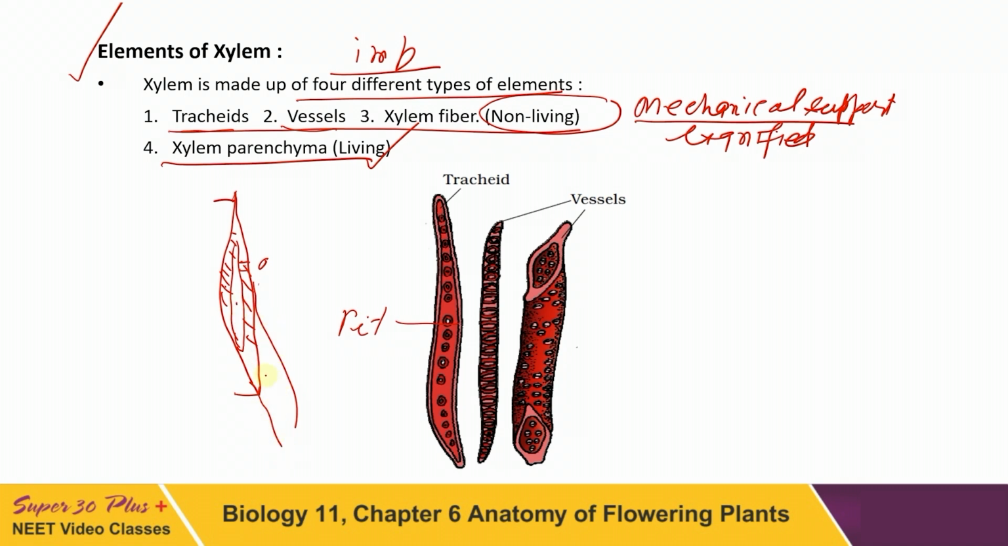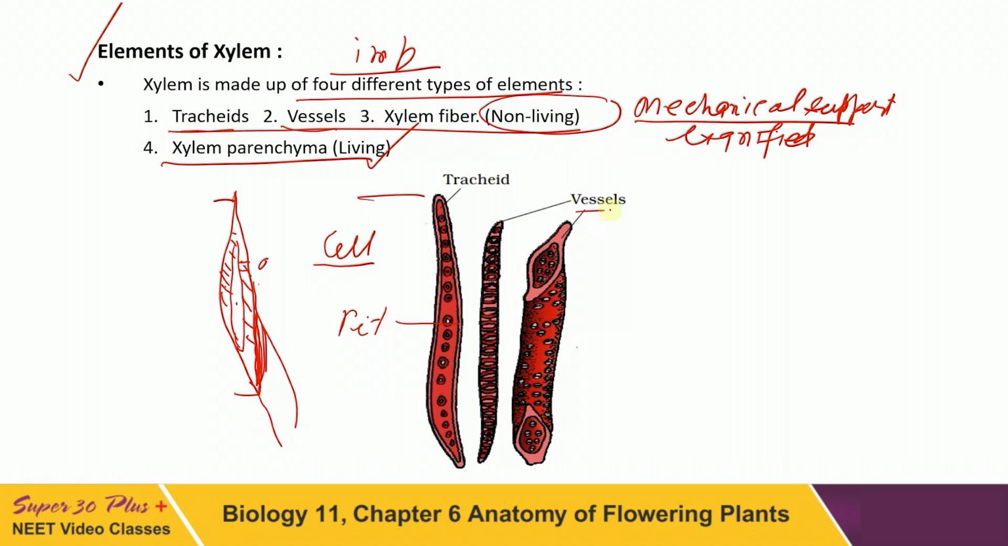This is one tracheid, and this is the other tracheid. These are the tapered ends. This is a tracheid. Remember, it is a single cell, and the end cross wall is not dissolved. These are the examples of xylem vessels.